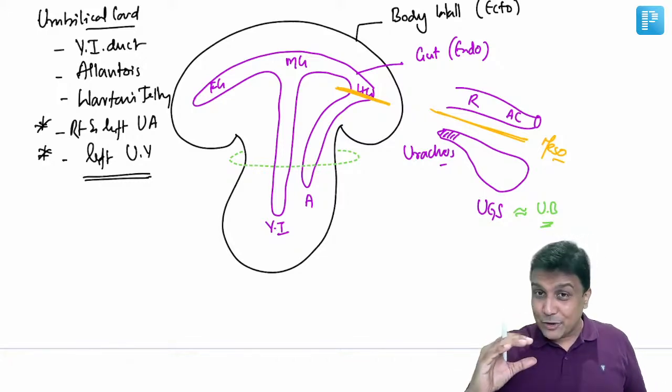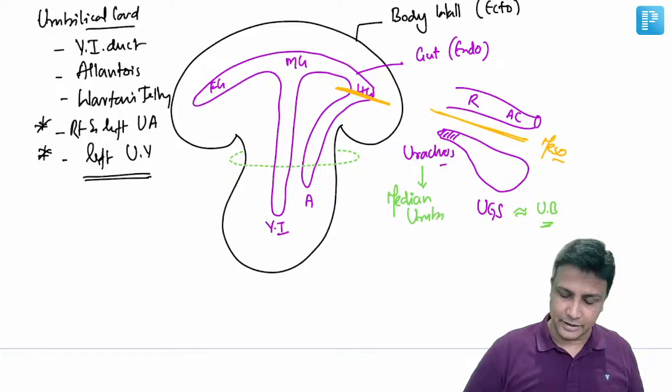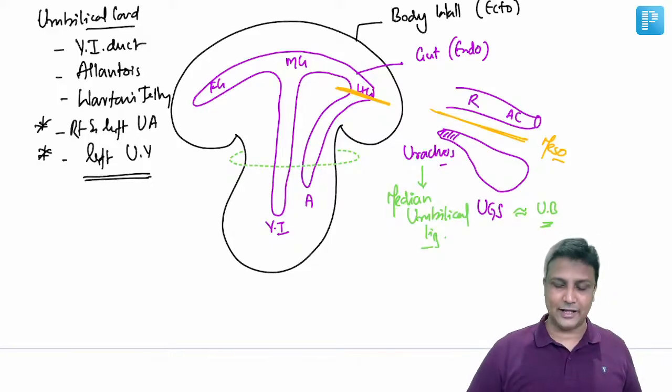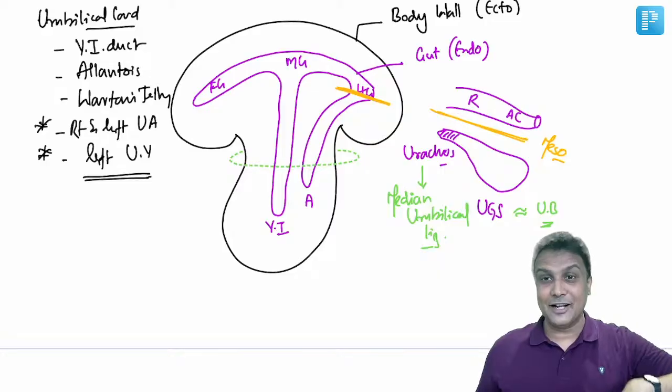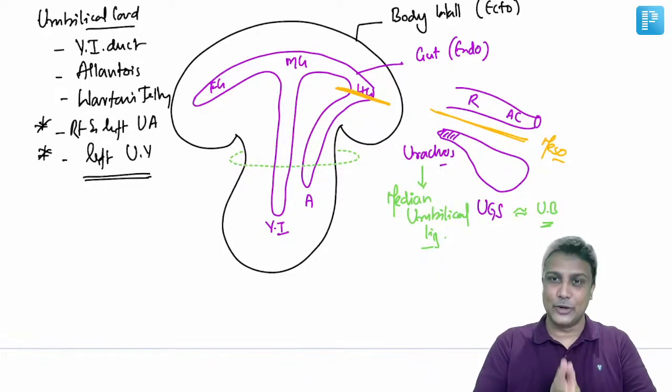Okay, if that is going to become the urinary bladder, then what about the urachus? The urachus will be closed to form a ligament. That ligament will be the median umbilical ligament. So what is the median umbilical ligament? It is nothing but the remnant of what? It is actually the closed urachus.